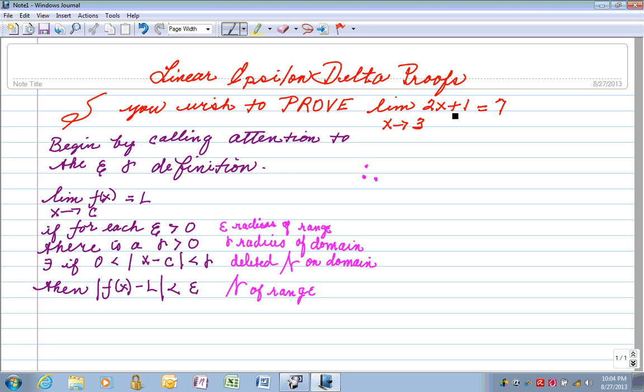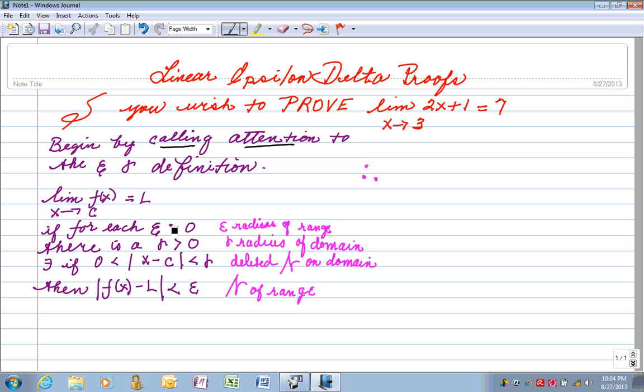You begin by calling attention to the epsilon delta definition that we proved earlier. What is the definition? The limit of f of x as x approaches c is L. We have an f of x. Our c is 3. Our L is 7.